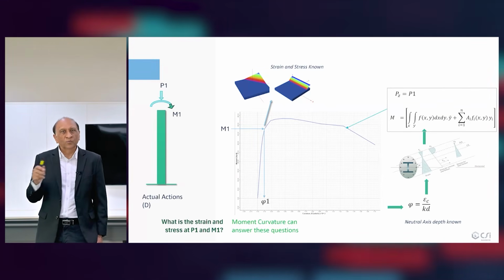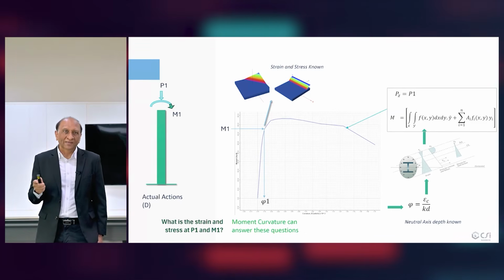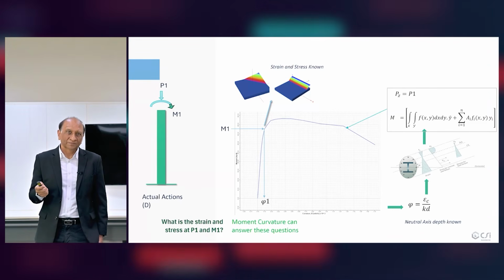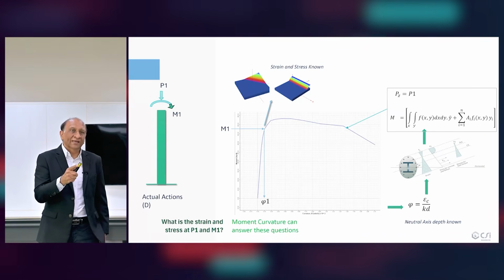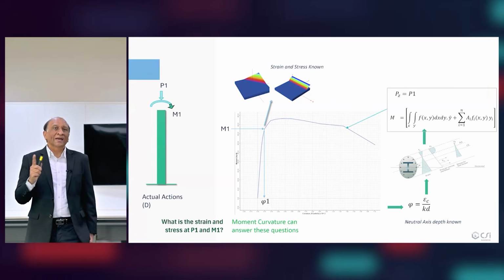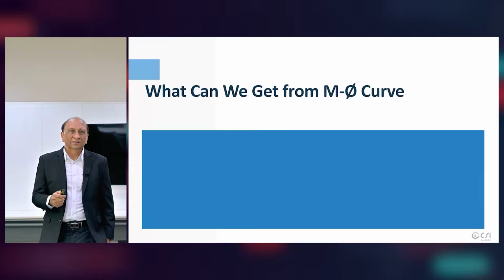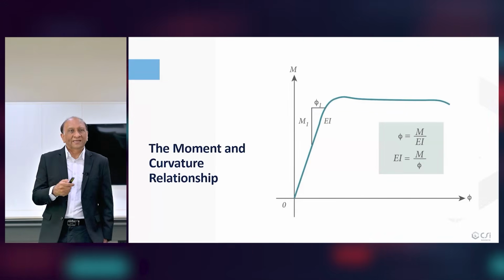So this is very different from strength, and this we can do for any level of moment and any level of axial load, without multiplying by any load factors and without dividing by any capacity reduction factors. So this is almost real versus real. So what can we get from curvature? We can get many things.